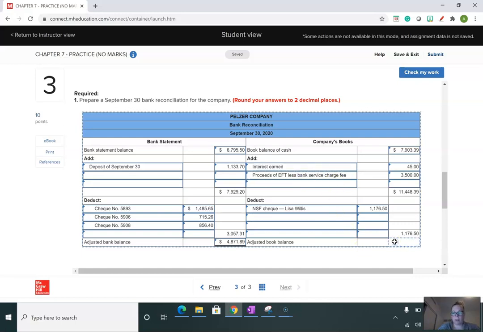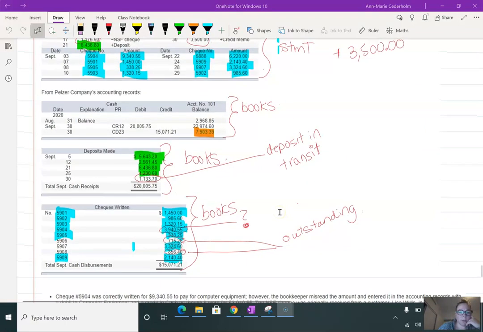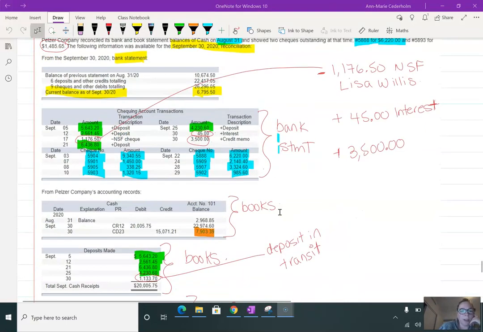So now if we actually add this up, if we take our beginning balance, add what went into our bank account that we haven't recorded in our books, and subtract what came out of our bank account that we haven't put in our books, you'll notice that it still doesn't match that 4871.89. So I'm still missing an item. You'll notice that I do have everything highlighted or circled on my bank statement, so that means everything went through.